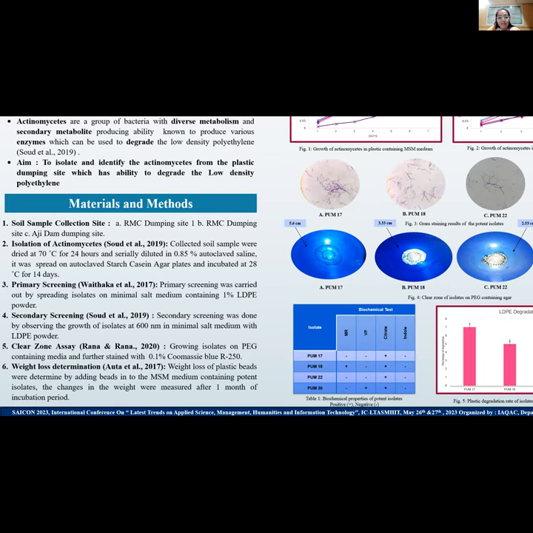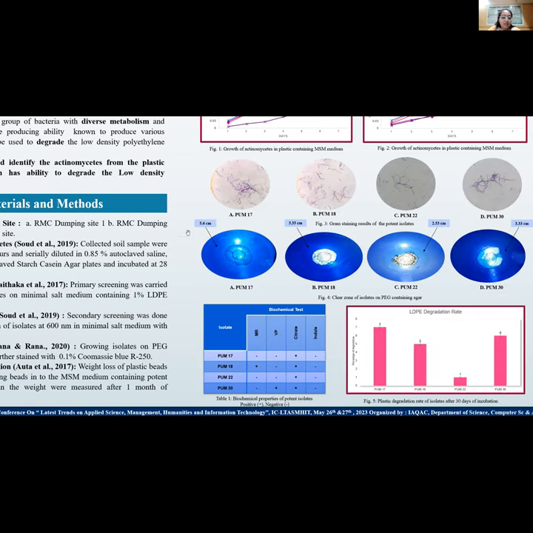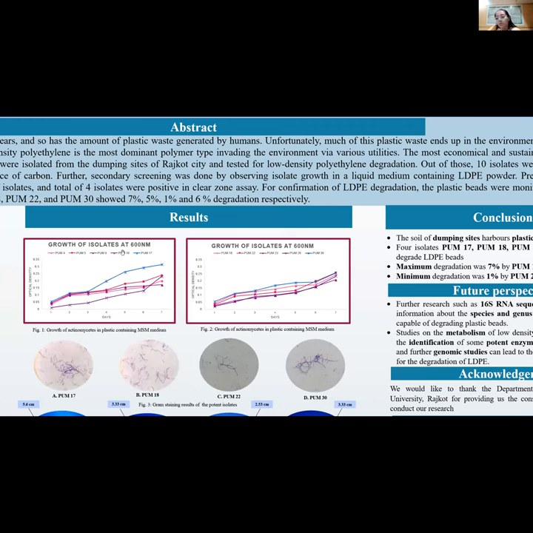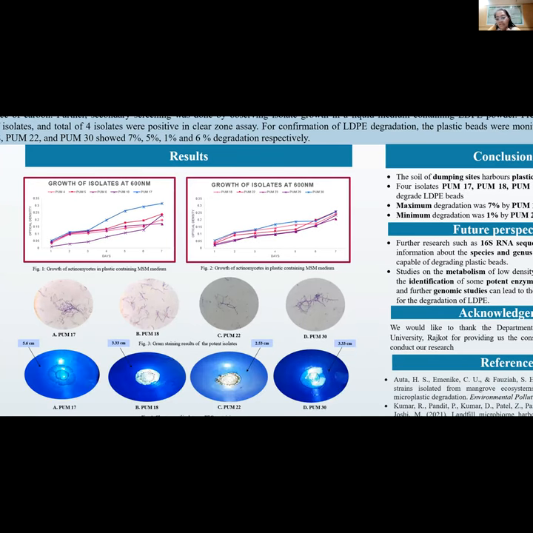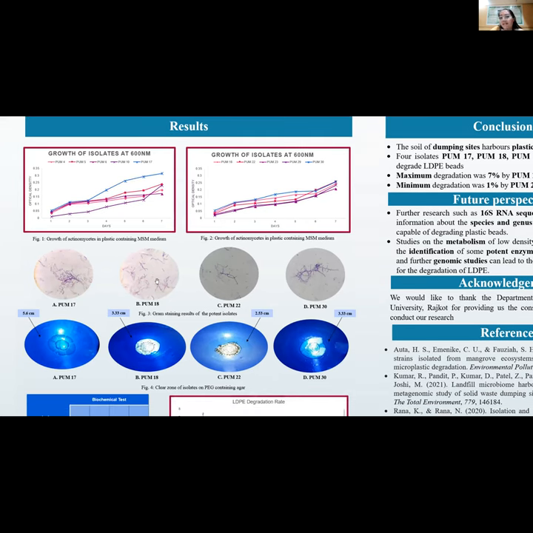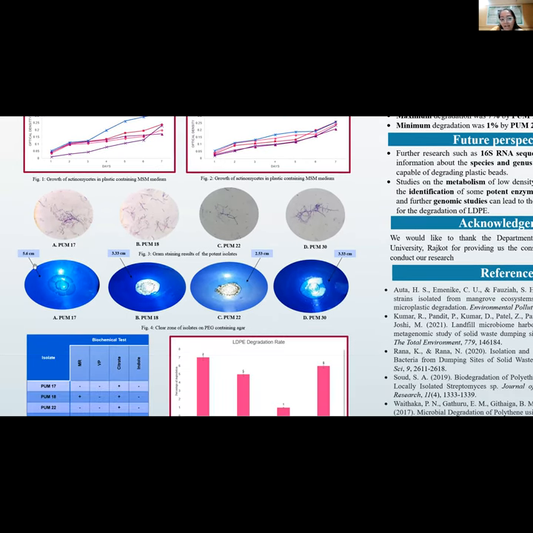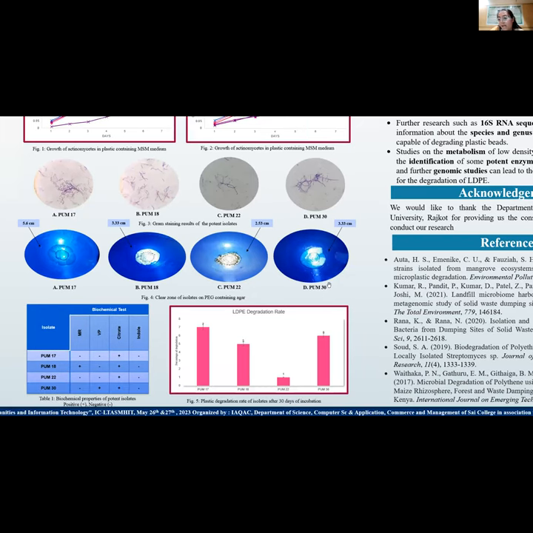So these are my results. Here you can see two graphs representing the growth of individual bacteria at 600 nanometers, showing that all 10 isolates were able to grow on MSM medium containing plastic as the sole carbon source. Further, I took the 10 samples for the clear zone assay, and I found that 4 samples, PUM-17, PUM-18, 22, and 13, were able to create a clear zone on the plastic-containing agar medium.